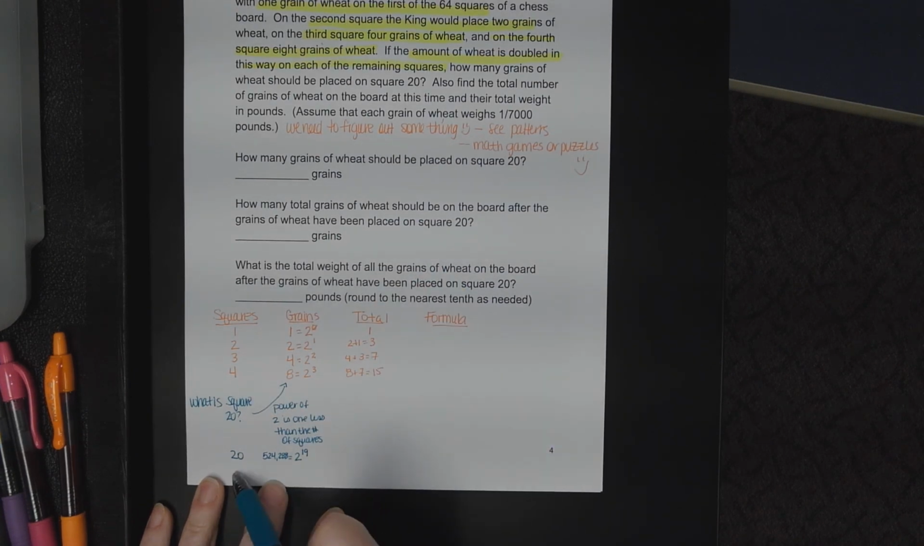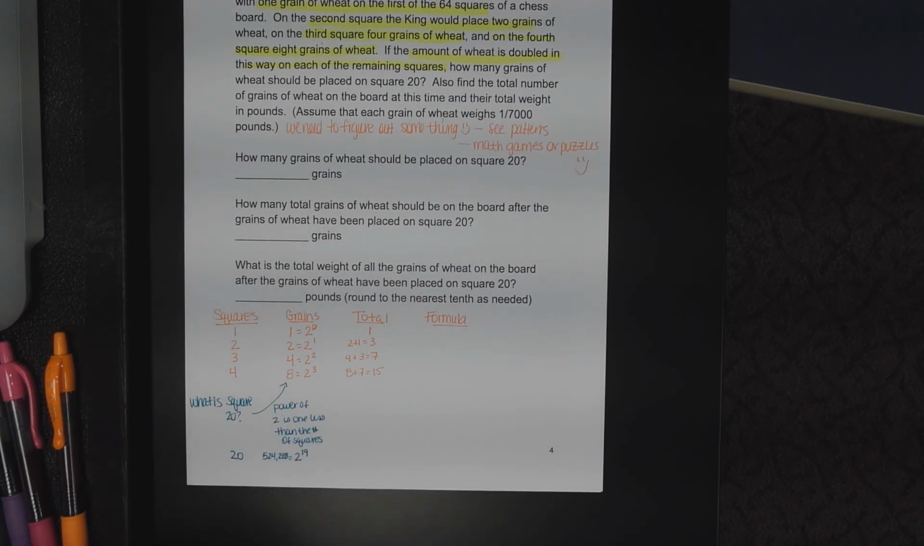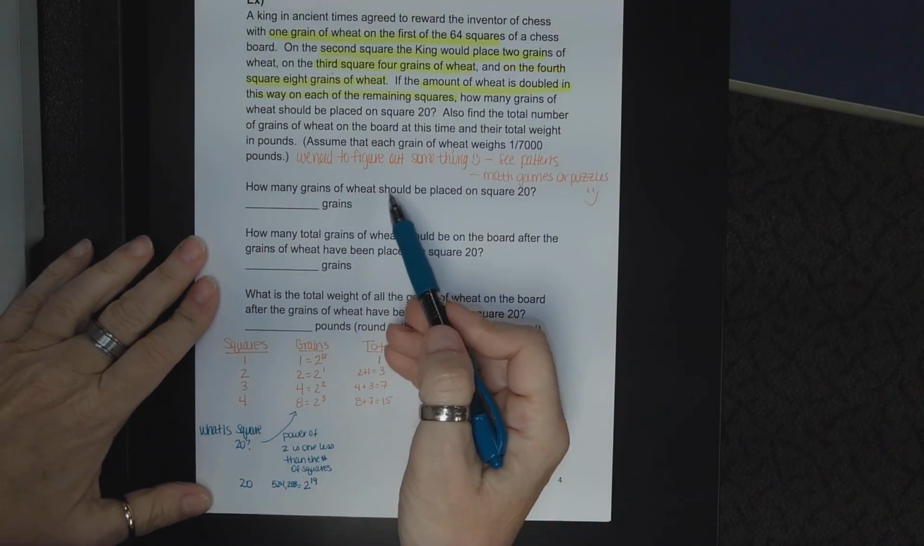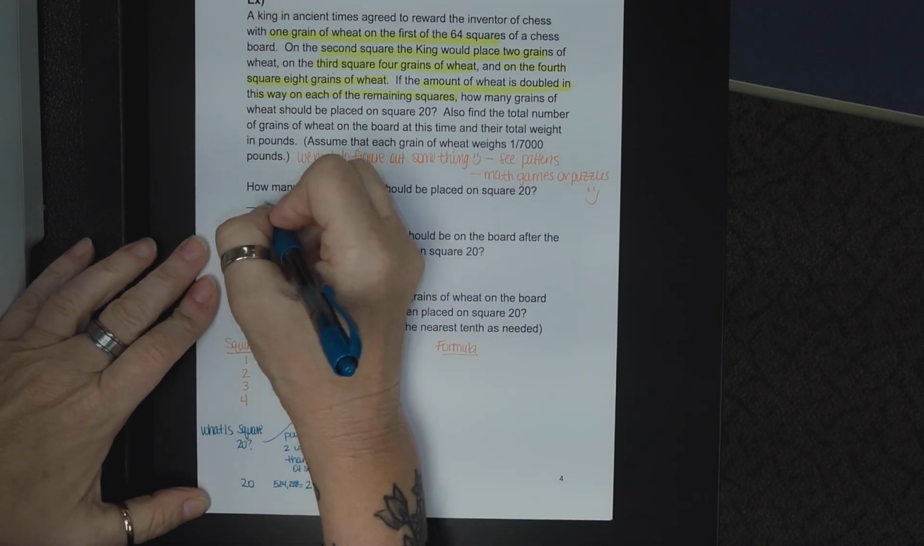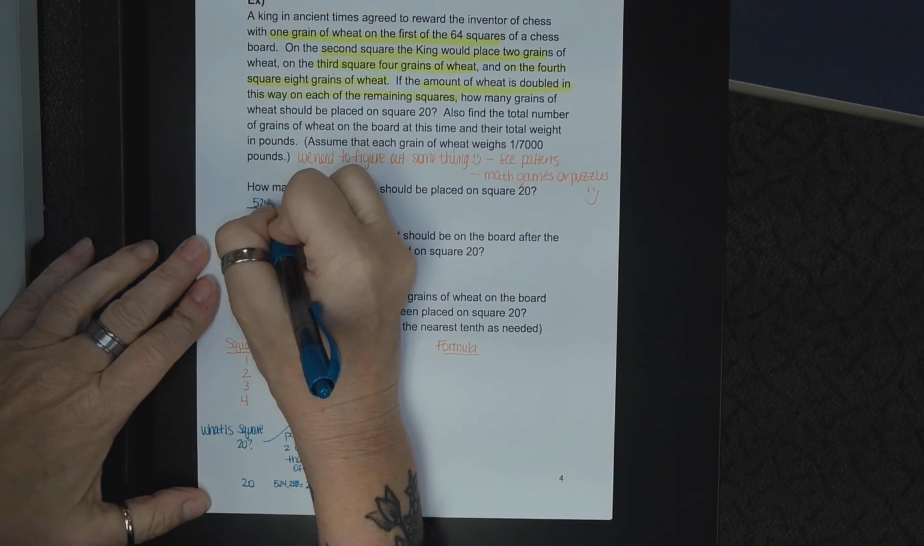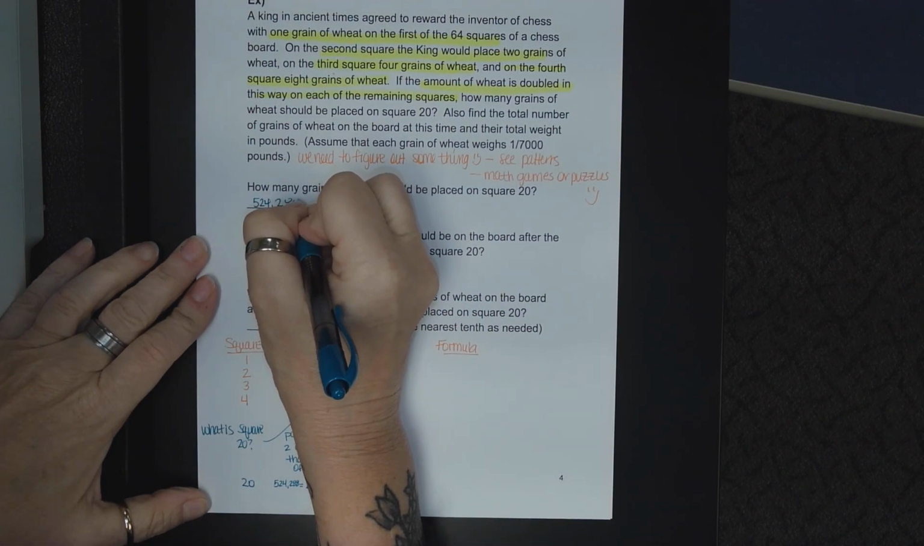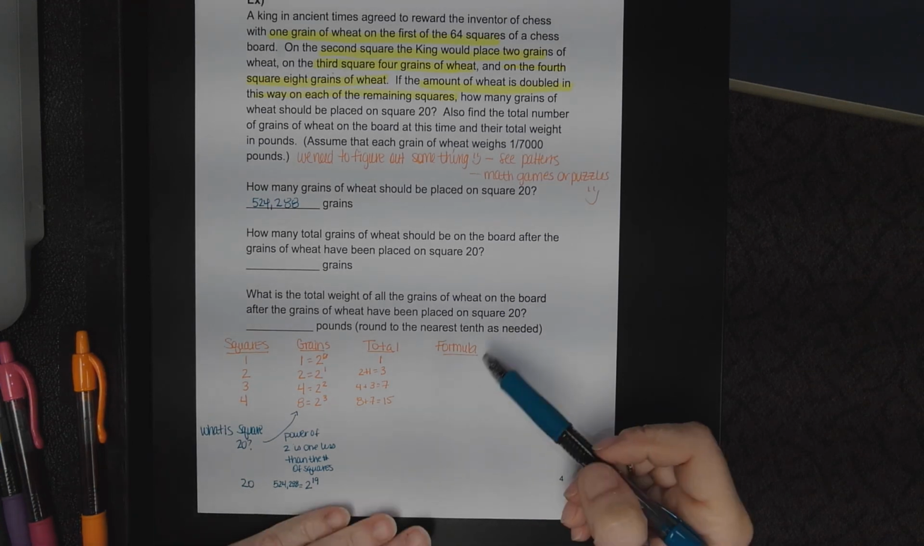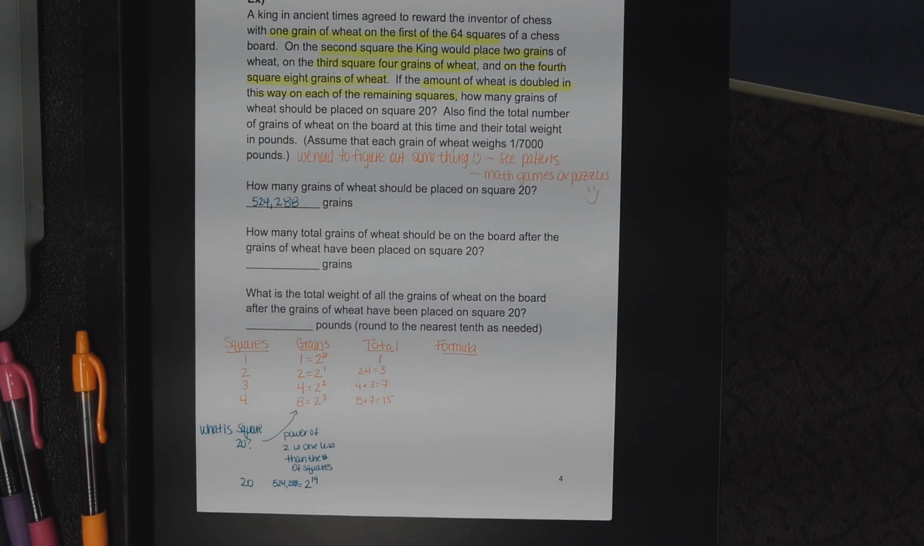So when we get to square 20, we're going to have that many grains on the board, right? Because that's one of the answers. So let's write that down. How many grains of wheat should be placed on the board at square 20? Well, 524,288. All right, we got one answer. Rock on. Okay, now we're going to start looking at this formula.